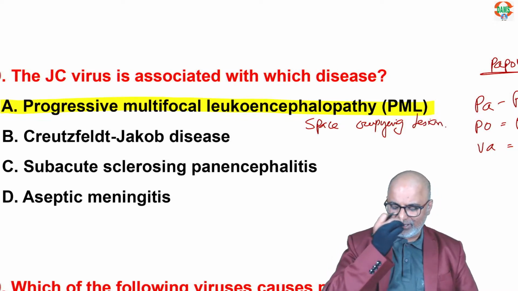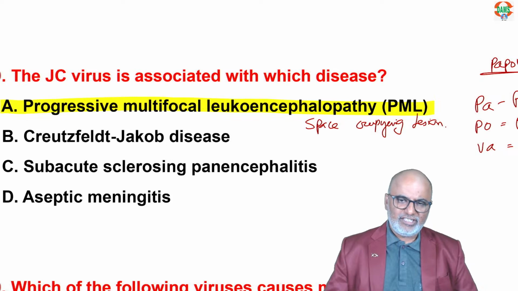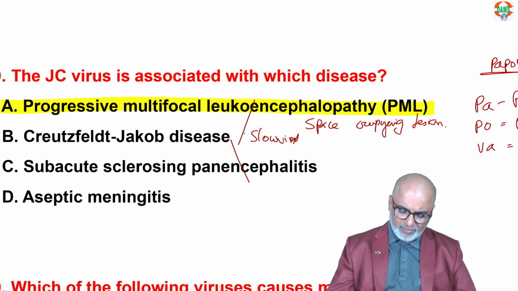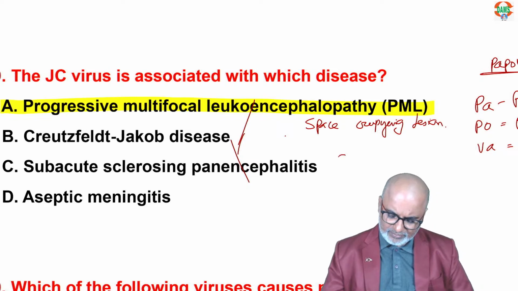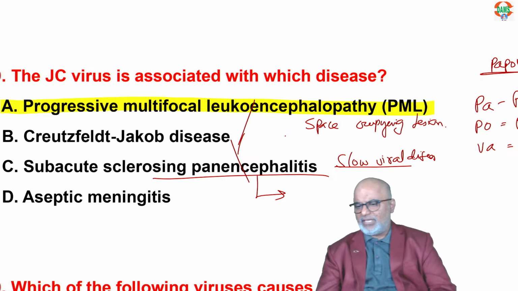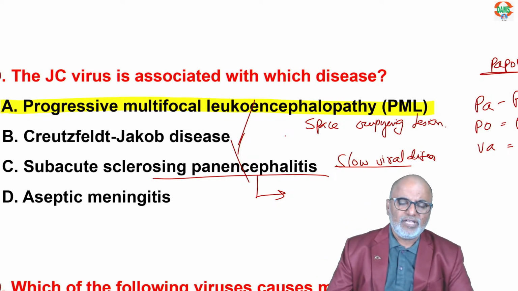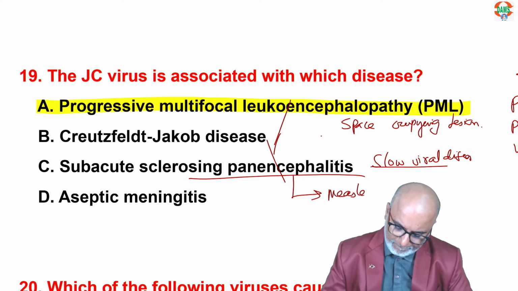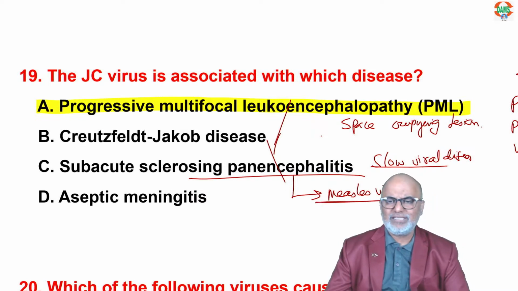In this MRI, you can get a ring enhanced lesion. CJD, these people are called slow viral disease. Even subacute sclerosing panencephalitis, all these 3 are called slow viral disease. SSPE is the complication of which virus? SSPE is a complication of measles virus. It is measles virus.